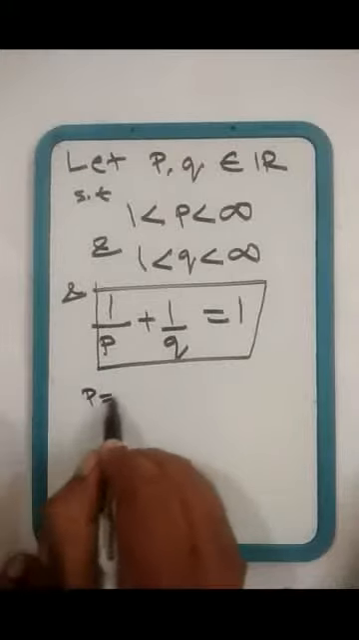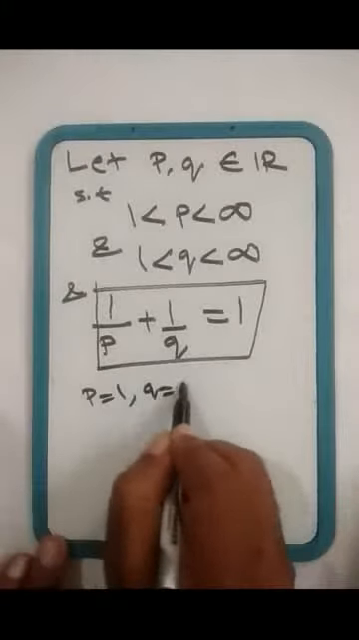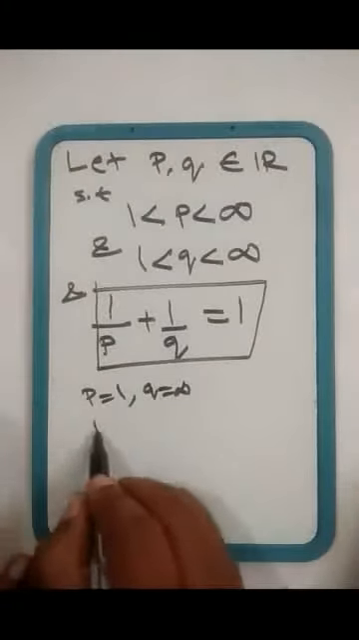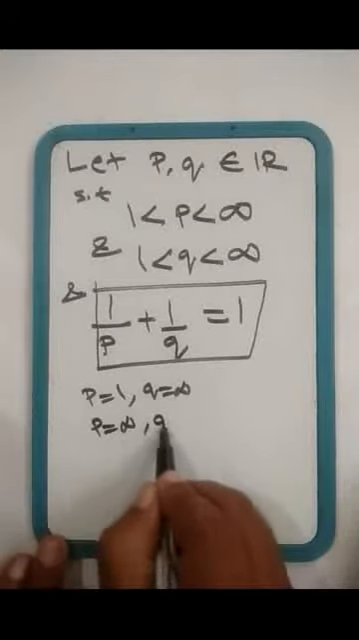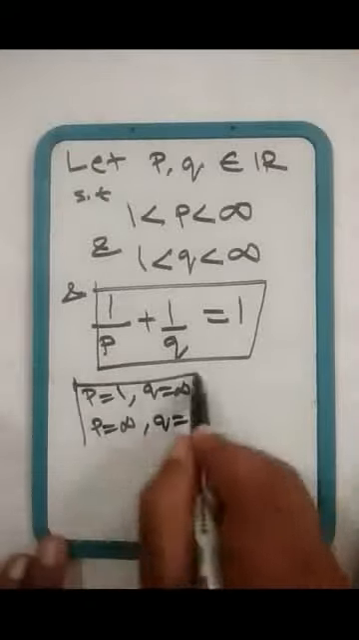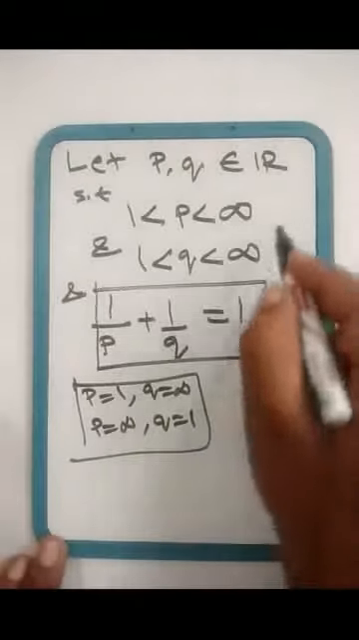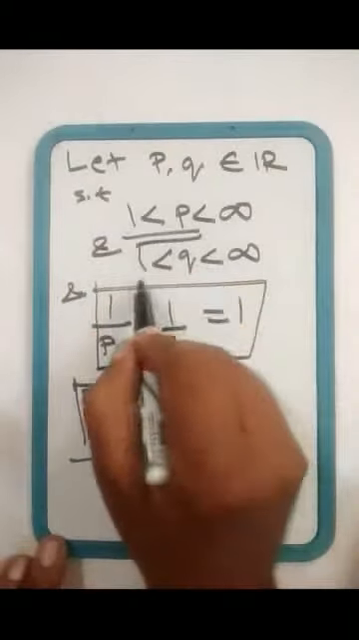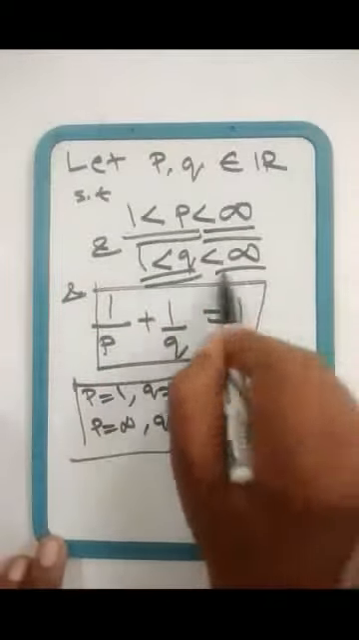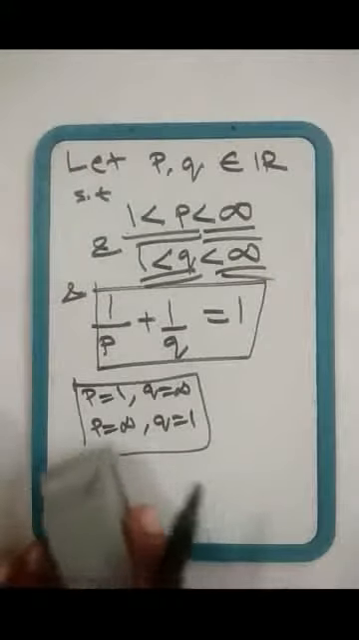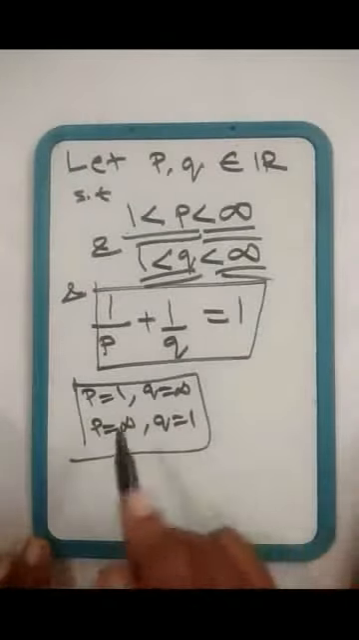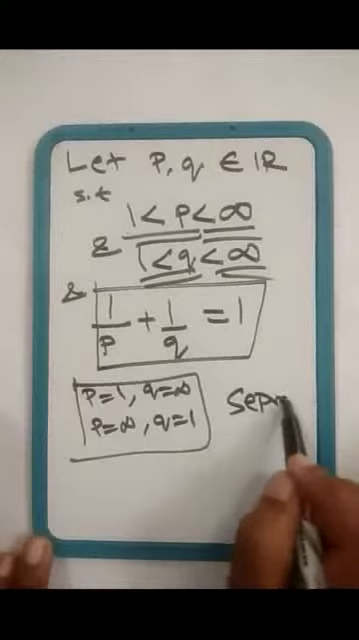So P is equal to 1, Q is equal to infinity. P is equal to infinity, Q is equal to 1. So these cases are not covered here. Okay. If you look at these cases, we will not consider this case. We can deal with it separately later.